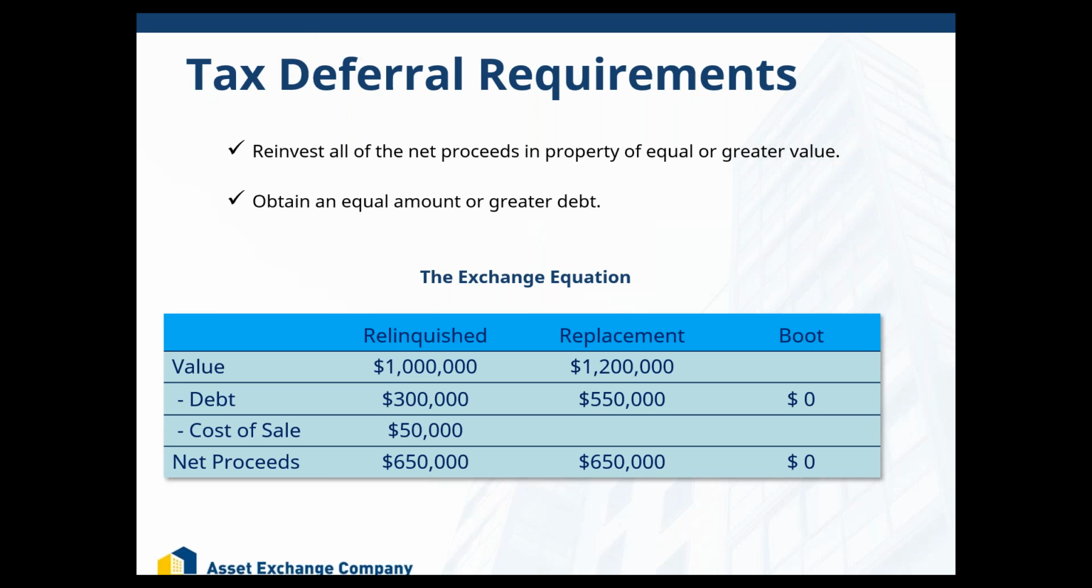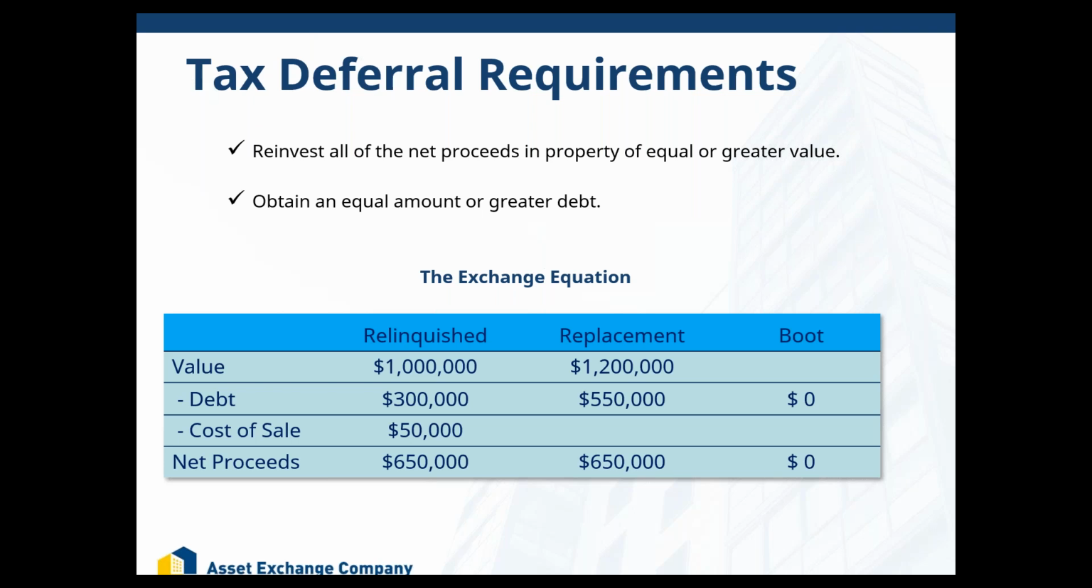Now we have some costs associated with the closing. That's going to be real estate commissions, title insurance, closing fees, some of those non-recurring types of fees. Let's say that's $50,000. We'll deduct out that number. That's going to leave us with net proceeds of $650,000. Now, again, we're the qualified intermediary, the QI.